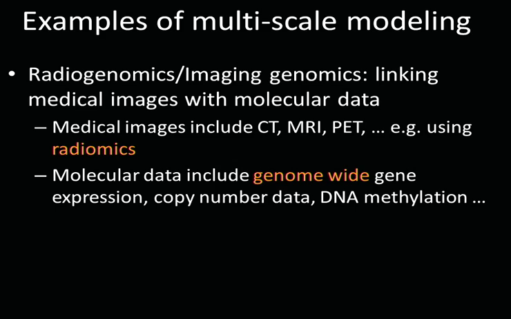One example of multiscale modeling is radiogenomics or imaging genomics, where essentially the goal is to look at medical imaging, such as MR, CT, PET images of tumors, and using what is called radiomics to analyze these images. And secondly, to link that information with genome-wide data, for example, gene expression data, copy number data, methylation data, any omics.